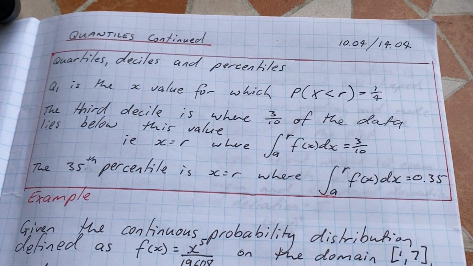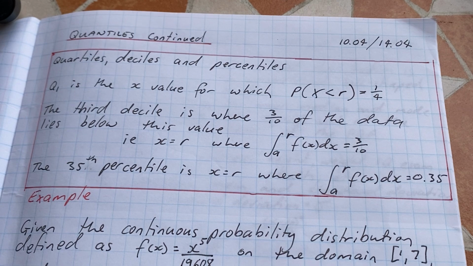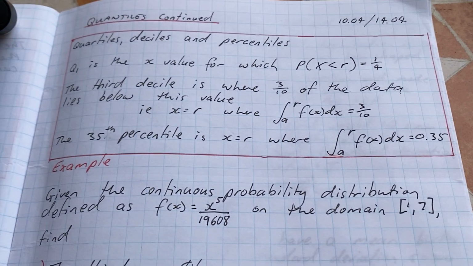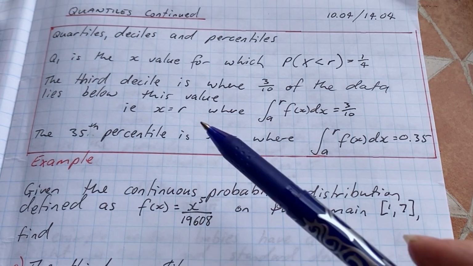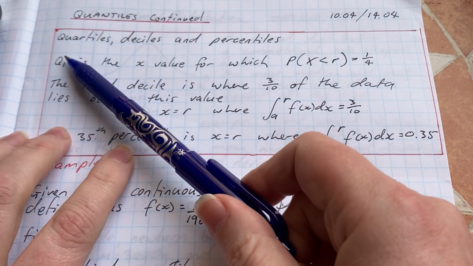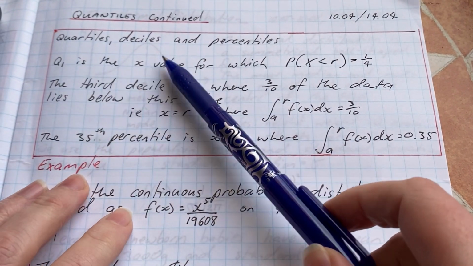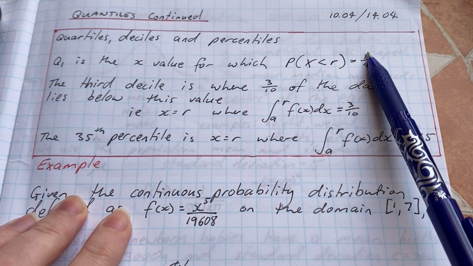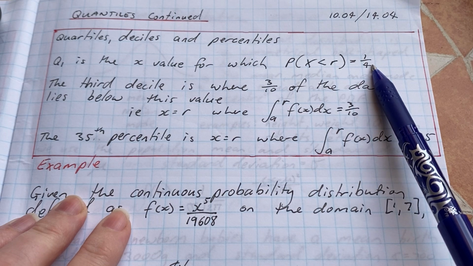Okay, so I'm just going to look a little bit more at quantiles. Remember I said it's about quartiles, deciles, percentiles, that kind of thing. There are more possibilities than those as well, but they're the most common ones. So Q1, the lower quartile, that's the x value for which the probability of x being less than r equals 1/4. So this 1/4 represents the first quartile.